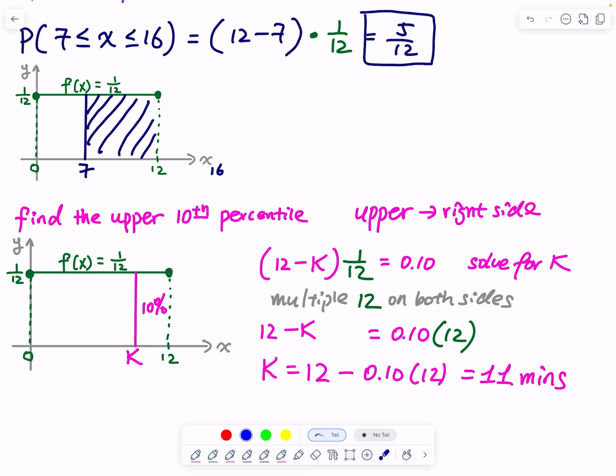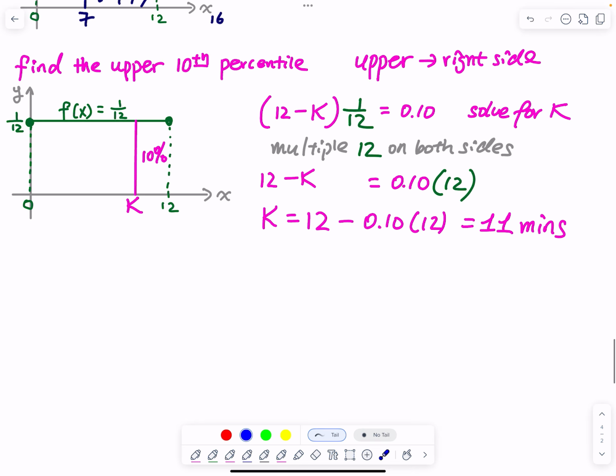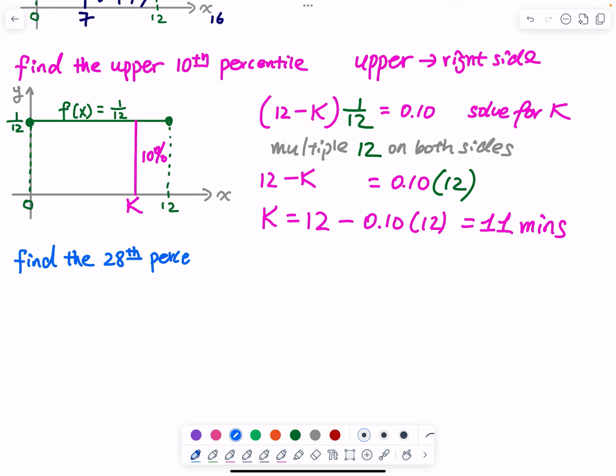Can we do the bottom some percent? Yeah, we can. How much space do we have left? That should be enough. Okay, the next problem, let's see, how about I would like to find the 28th percentile. Do I need to say the lower 28% or the bottom 28%? The answer is no, because you mentioned the percentile. The percentile means it is the 28% on the left.